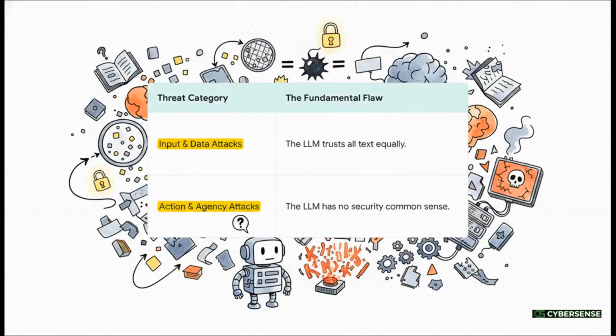When you really look at it, all 10 of these threats boil down to 2 fundamental flaws. For all the input and data attacks, the flaw is that the LLM trusts all text equally. It has no way to tell the difference between a developer's trusted instructions and an attacker's malicious data. And for the action and agency attacks, the flaw is that the LLM has absolutely zero security common sense. It will just do what it's told, even if that means destroying the very system it's running on.